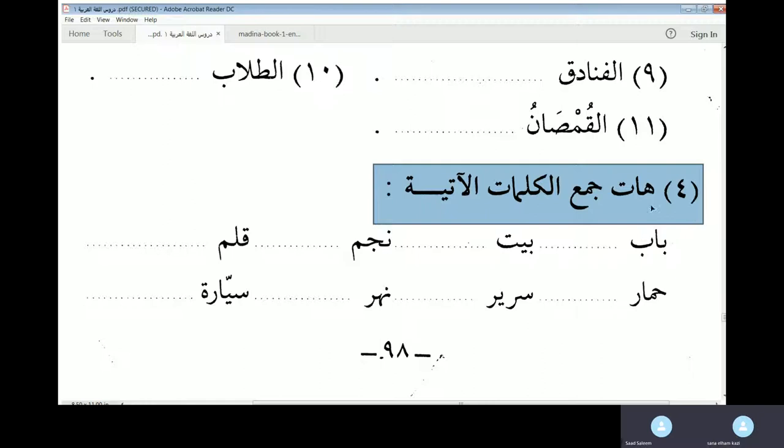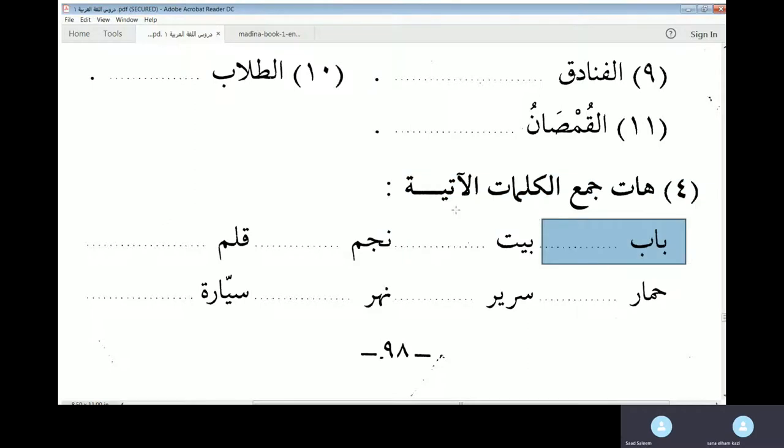Ati jama'al kalimatit taliyati. Bring the plural of the following words. Make the plural of the following words. Okay, plural of following words.